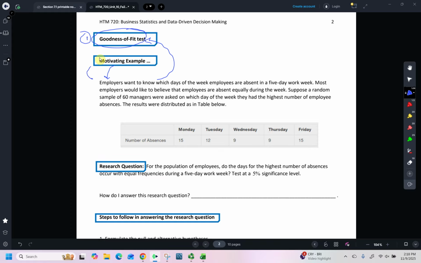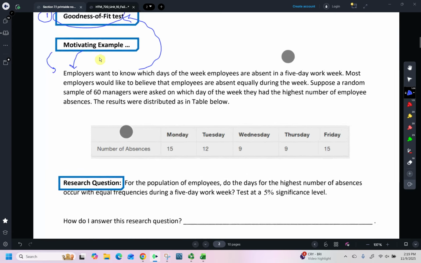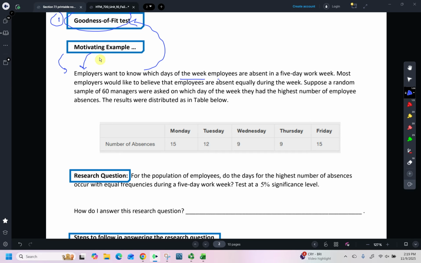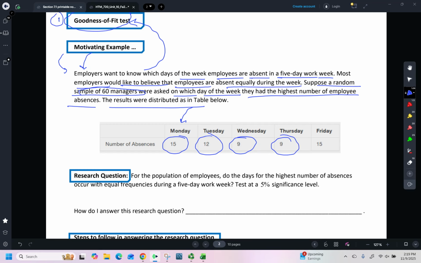In this example, we're told that employers want to know which days of the week employees are absent in a 5-day work week. Most employers would like to believe that employees are absent equally during the week. Suppose a random sample of 60 managers were asked on which day of the week they had the highest number of employee absences. The results were distributed in the table below. So for Monday, we have 15, 12 on Tuesday, 9 on Wednesday, 9 on Thursday, and 15 on Friday for this random sample of 60 managers.